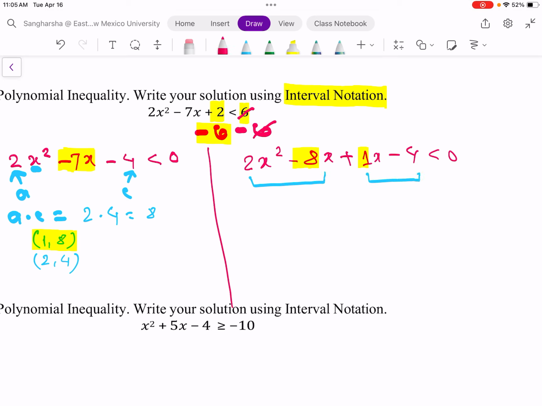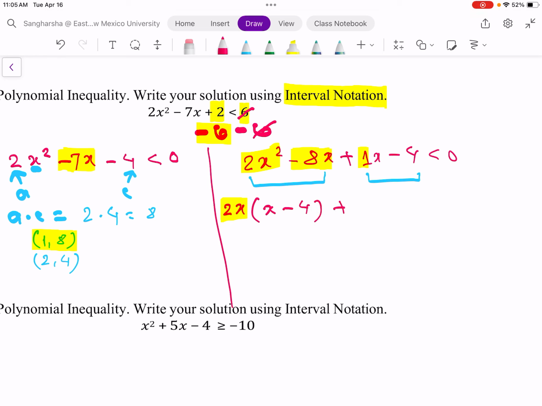Now in the first group, what is the common factor? Do we have any common factor? 2x is the common factor. So let's factor out 2x. If we factor out 2x from 2x squared, so you divide this 2x squared by the common factor. 2x squared divided by 2x is x. Okay, then negative 8x divided by 2x is negative 4.